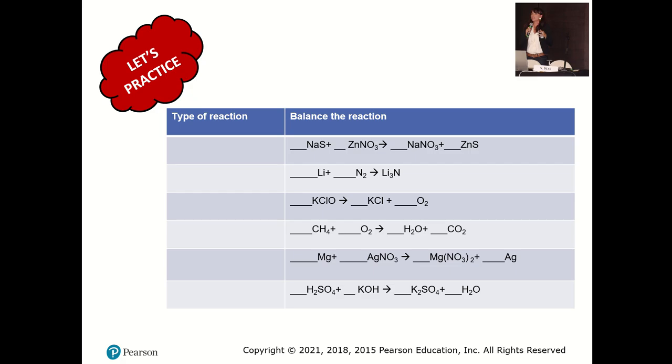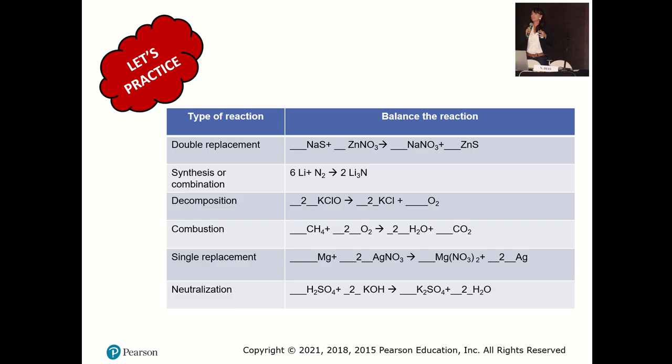So here you have a chance to practice a little bit. Tell me the type of the reaction we have and also balance the reaction. Okay, so press pause in your video and try by yourself. If you need more time, just press pause. So here, it's easy to see that we have double replacement because they changed place. So we have sodium nitrate and zinc sulfide. So the equation is well balanced already.